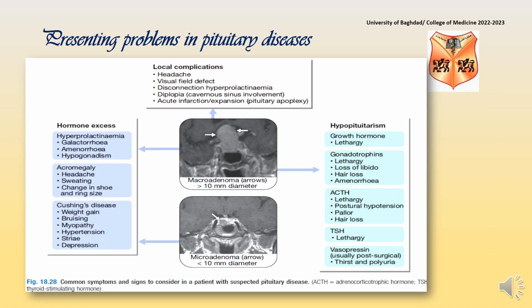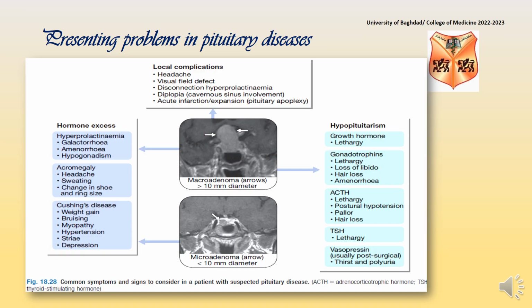Presenting problems in pituitary disease, we have three entities: local complication caused by the local effect of the tumor, hormonal excess if the adenoma is secreting hormones, and hypopituitarism, which is deficiency of pituitary hormones. Local complications include headache, visual field defect, disconnection hyperprolactinemia, and diplopia because of cavernous sinus involvement, and acute infarction and expansion called pituitary apoplexy.